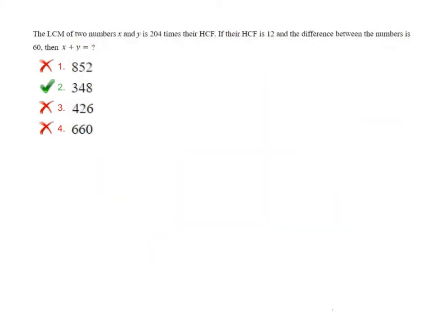The LCM of two numbers x and y is 204 times their HCF. If their HCF is 12 and the difference between the numbers is 60, then x plus y is equal to. HCF is 12 means the two numbers are x equals 12a, y equals 12b. We know product of two numbers is equal to LCM into HCF. So HCF is 12, LCM is 204 into HCF. So anyway 12 cancels, ab is equal to 204.